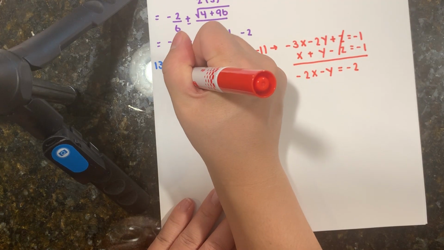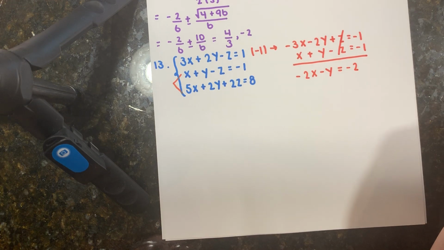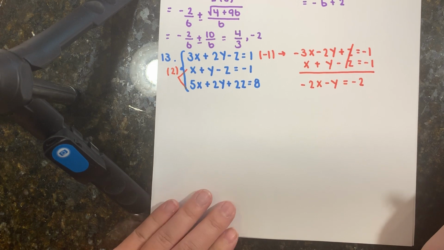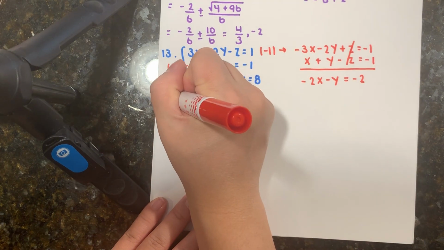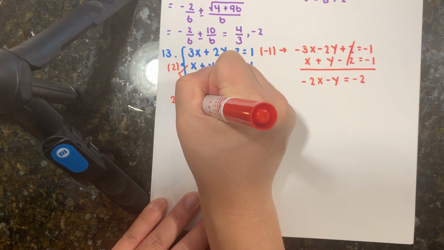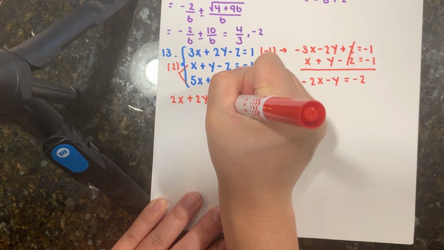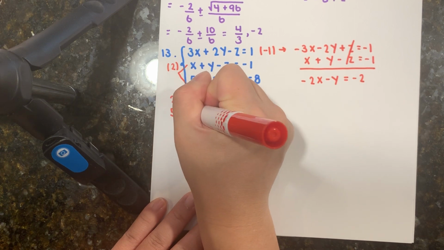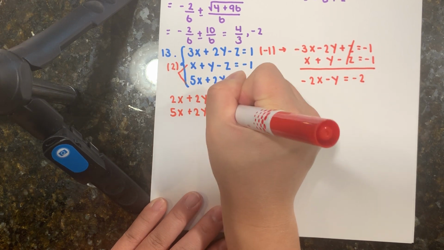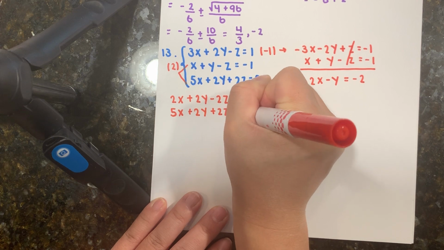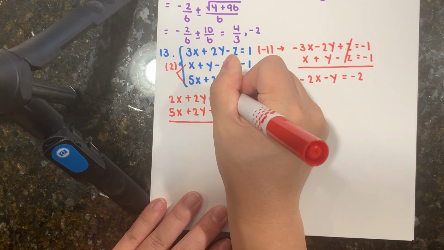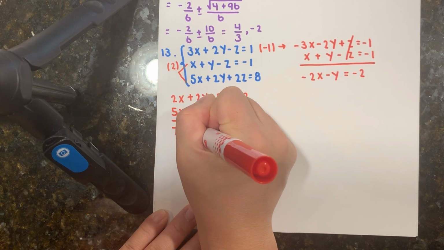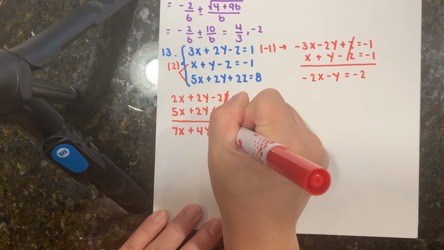I'm going to do the same thing with the bottom two equations, again eliminating z. So I need to multiply the middle equation by 2 if I want to eliminate the z. When I do that, I'm going to get 2x plus 2y minus 2z equals negative 2, and I'm adding that to 5x plus 2y plus 2z equals 8. When I do that, my z's are going to cancel, and I'm going to get 7x plus 4y equals 6.